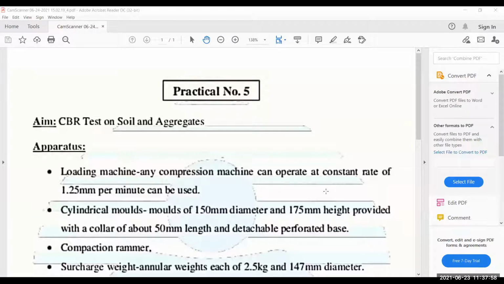So I think in the first session I discussed how we perform the CBR test on soil. Basically the aim of our test is to find the CBR of soil. So what we do, we take all the apparatus of the CBR test and then we start performing our CBR test.